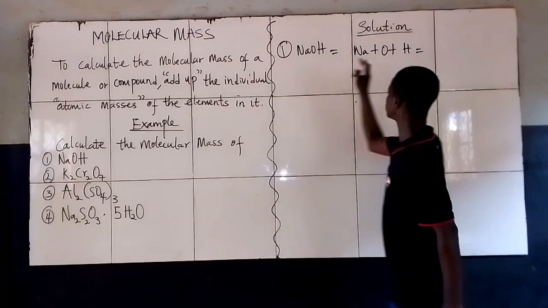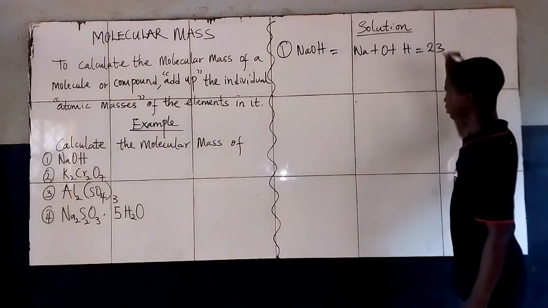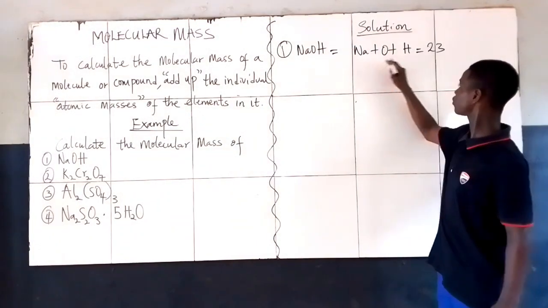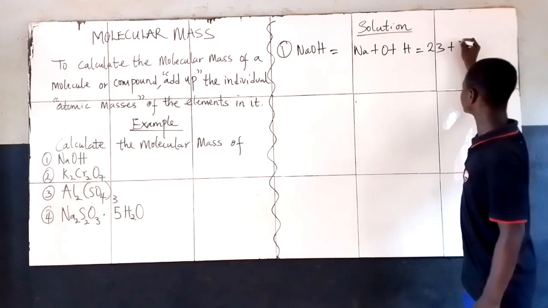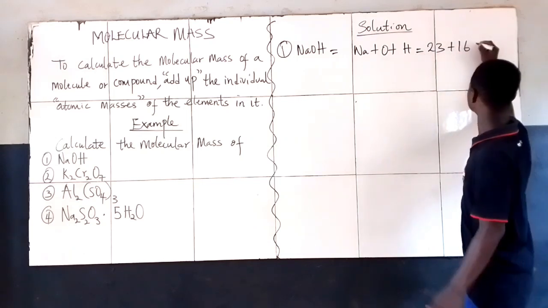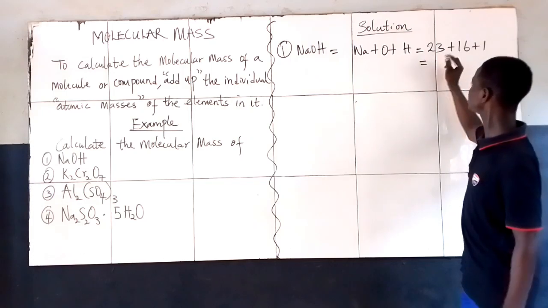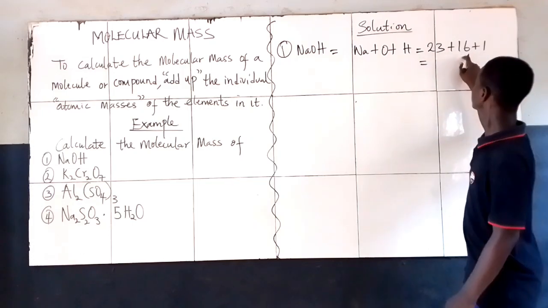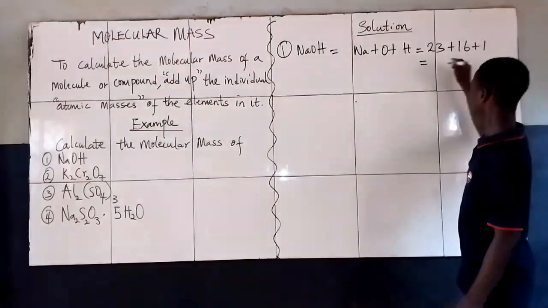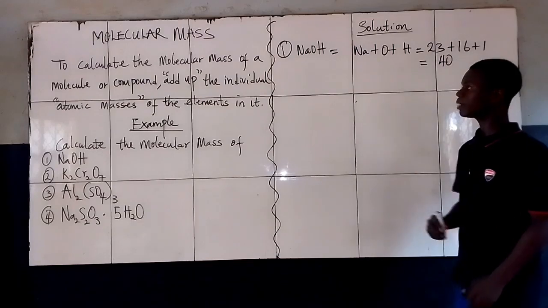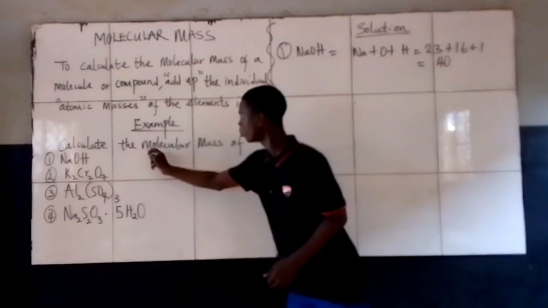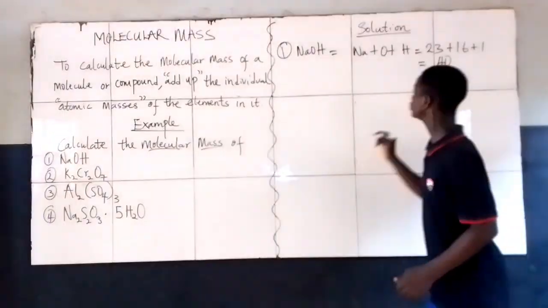The atomic mass of sodium is 23. What about that for oxygen? The answer is 16. What about that for hydrogen? The answer is 1. So ask yourself, 23 added to 16 is what? That's 39. Added to 1 is 40. Now because you are asked to find molecular mass, the unit should be what?